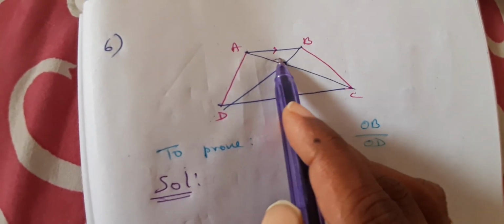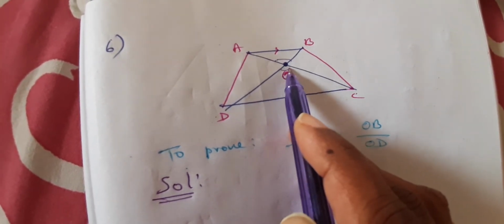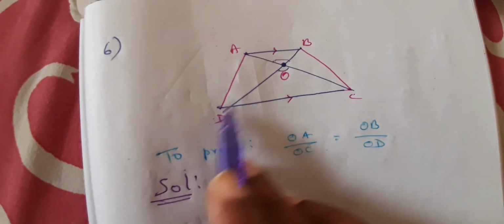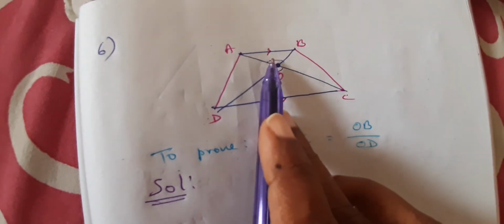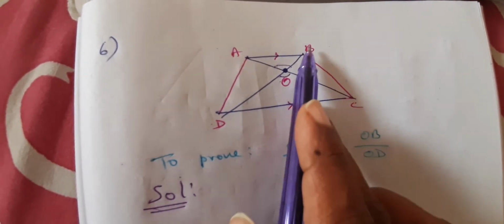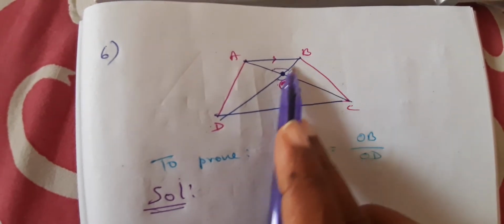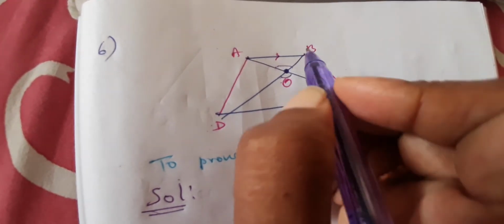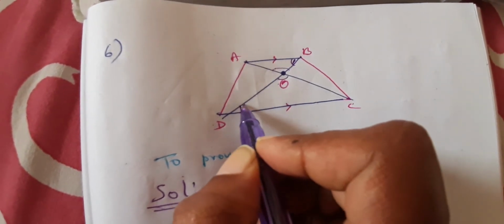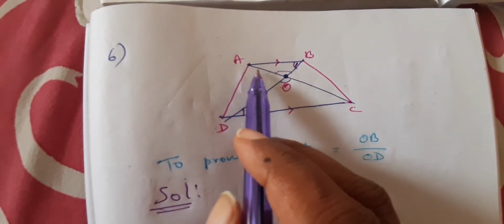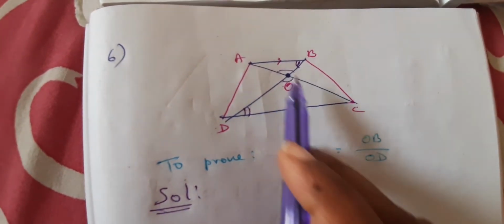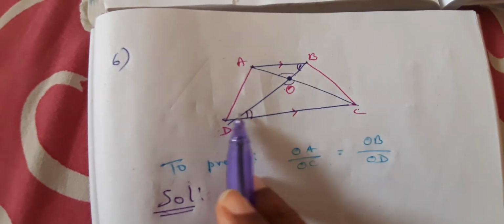So vertically opposite angles. That means angle AOB is equal to angle DOC. So we got one angle to be the same, congruent angles here. And now these two are parallel lines. This is a transversal, BD is a transversal. So therefore this angle is equal to this angle. That is angle ABO is equal to angle ODC. See the order like this.